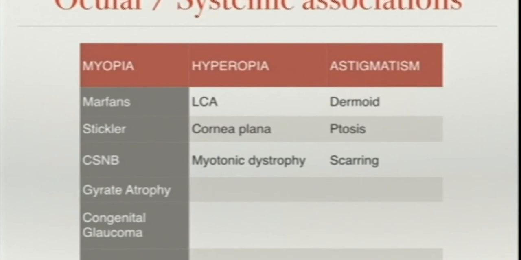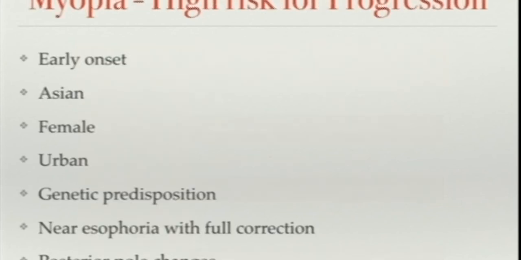There are other diseases which are associated with myopia and hyperopia also. You can see a lot of syndromes here, namely Marfan, Stickler's, night blindness, choroid atrophy, congenital glaucoma, ROP, all these associated with myopia. On the other hand, Leber's congenital amaurosis, cornea plana, myotonic dystrophy are associated with hyperopia. And certain conditions like a limbal dermoid, ptosis. When any child has ptosis, you need to look for astigmatism.